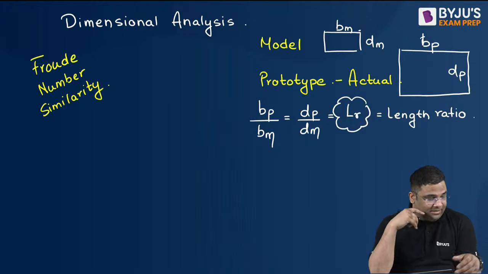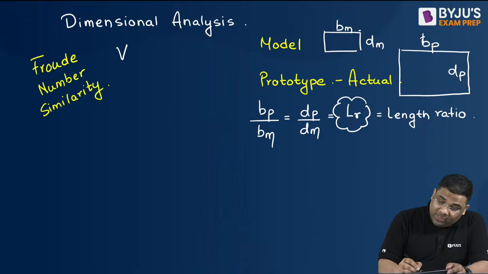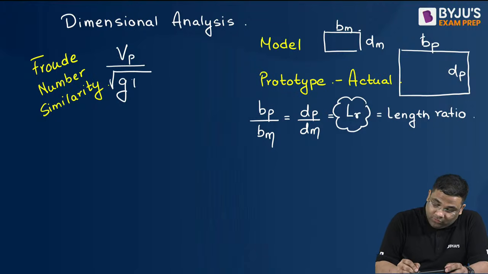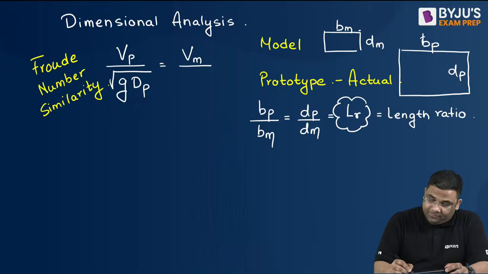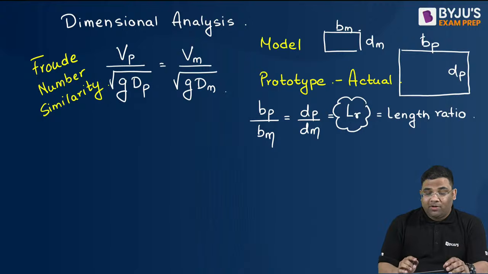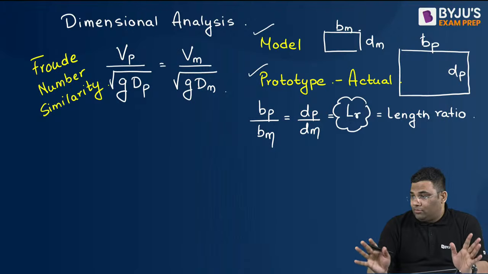Now you see what happens here. When I'm saying fluid number similarity, that means what? Fluid number is velocity by root under G into hydraulic depth. So for the model it will be equal to that of your prototype. The fluid number for the model and prototype is the same. Now see, the G will be the same for model or prototype. We apply this only to open channel flows.